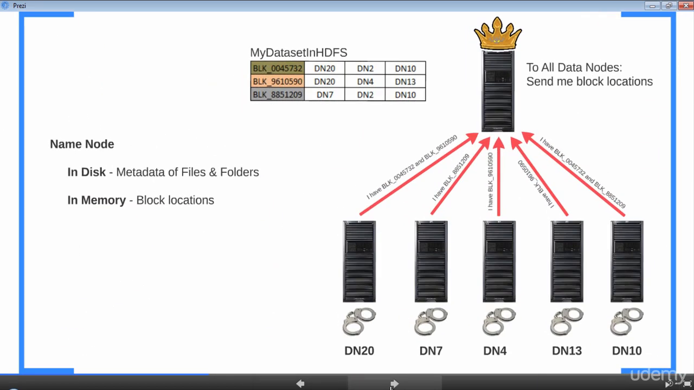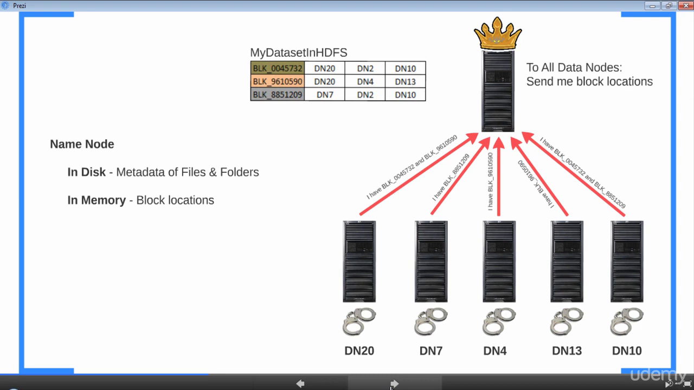Name node persists all the metadata information about the files and folders in hard disk, except for the block locations. So, a very good interview question here. Given the block location is vital for a functioning HDFS, why is name node not persisting that information? Any guesses? Because data nodes have that information. Remember, each data node knows the list of blocks it is responsible for. What it doesn't know is that block X belongs to file ABC.